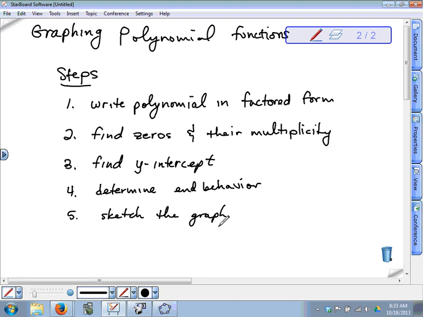Now, I didn't really talk about step 3, but it's kind of an easy thing to do, because you find the y-intercept the same regardless of the type of polynomial, or the type of graph for that matter. It could be an absolute value graph, a quadratic, it can be any type of graph. You find the y-intercept the exact same way every single time. Let x equal 0. That's how you find y-intercepts of any sort of graph.